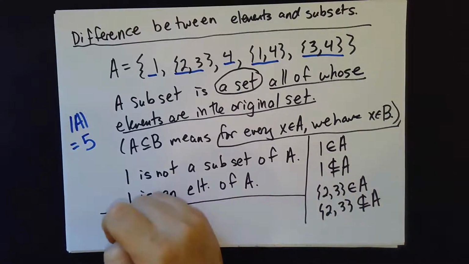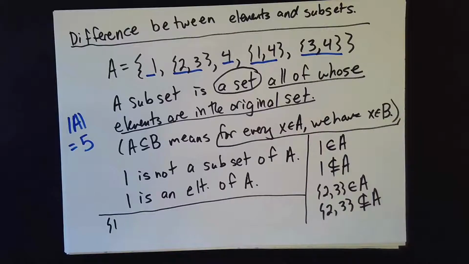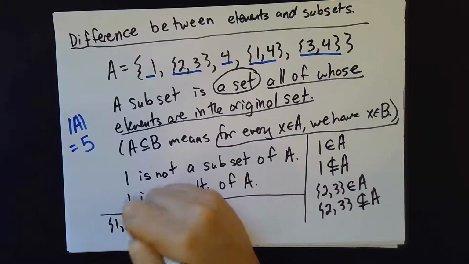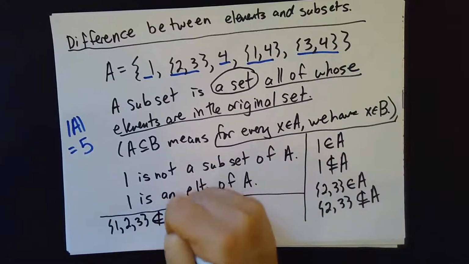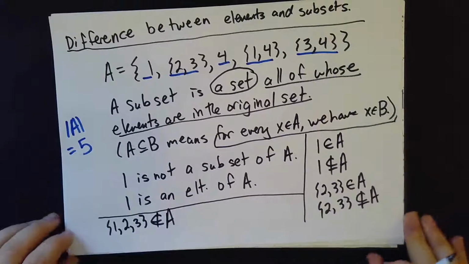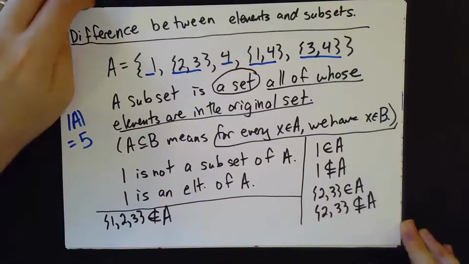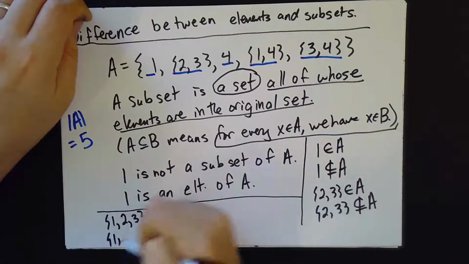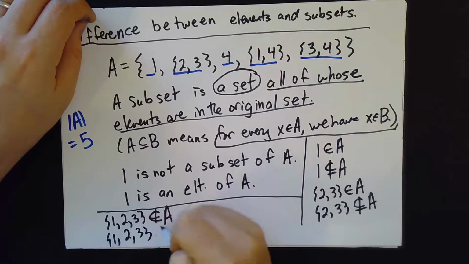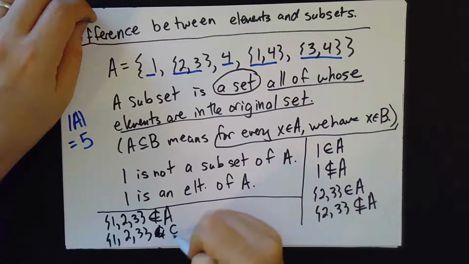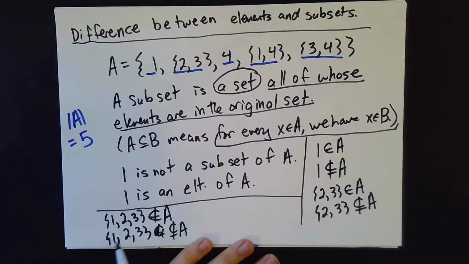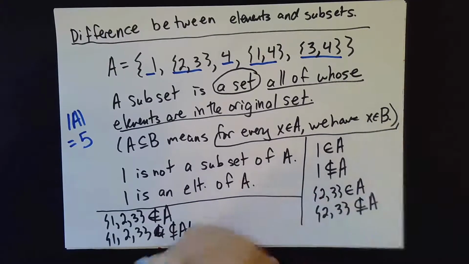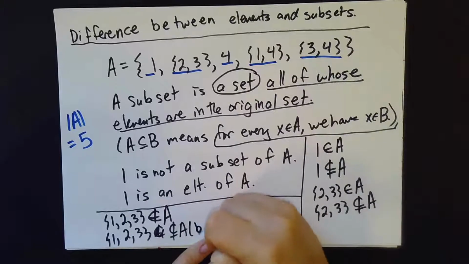Okay. If you look at something like {1, 2, 3}, this is not an element of A, because it's not in my list. And it's also not a subset of A. And it's not a subset of A because not all the elements of {1, 2, 3} are elements of A. Namely, for example, 2 is not an element of A.